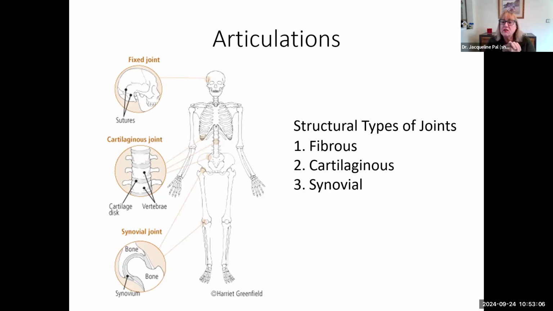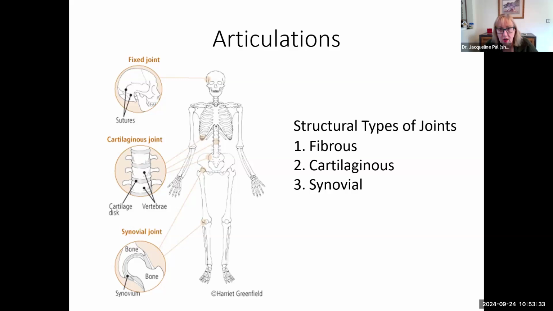There are three structural types of joints, and they are fibrous joints, where the two bones are connected by different types of fibers. The next is cartilaginous joints, where the two bones are connected by pieces of cartilage. And the third is synovial joints, where there is a synovial cavity.